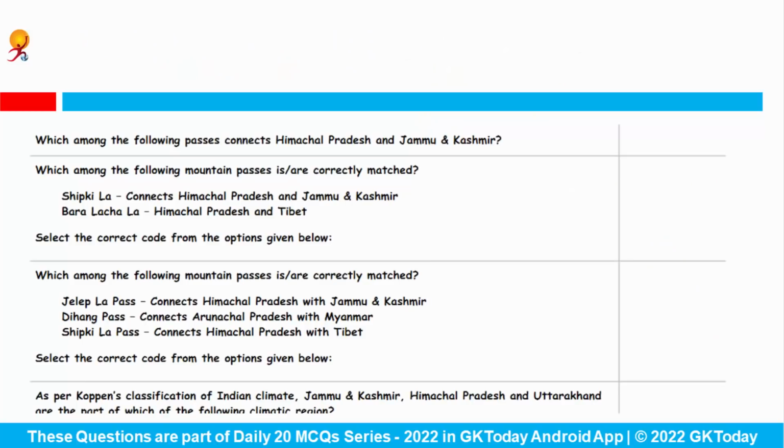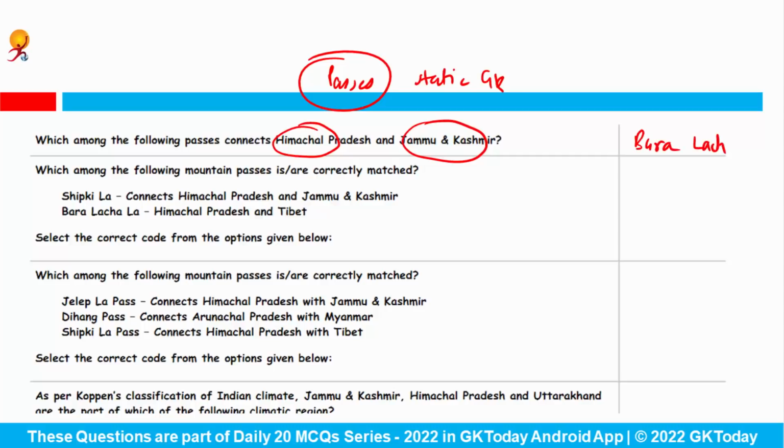So coming to the question part, first question says, which among the following passes connects Himachal Pradesh and Jammu and Kashmir? Basically in this slide you'll see a lot of questions regarding passes, which is your static GK part. Fine. So the pass which connects Himachal Pradesh with Jammu Kashmir is called Bara-Lachala Pass. Fine. Second question is, which among the following mountain passes are correctly matched?